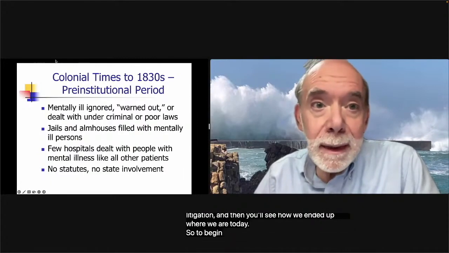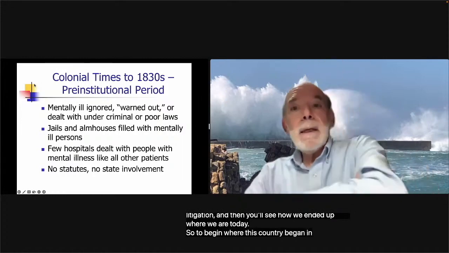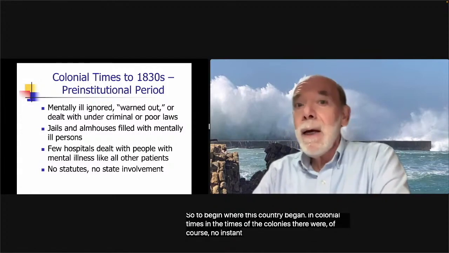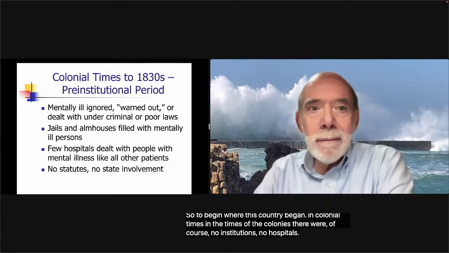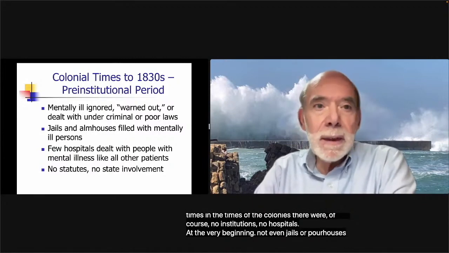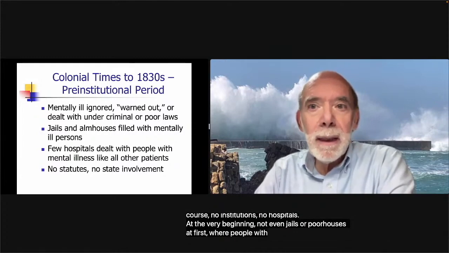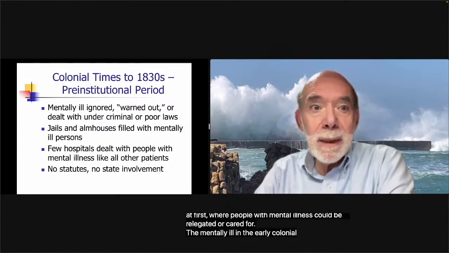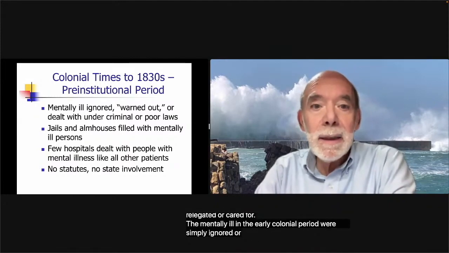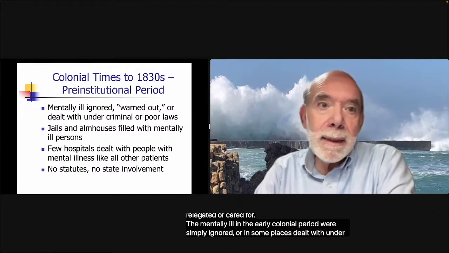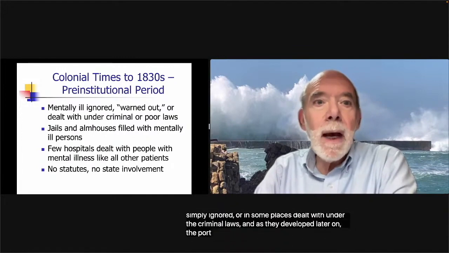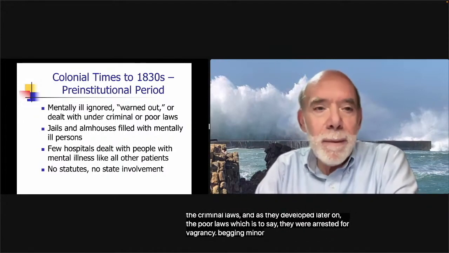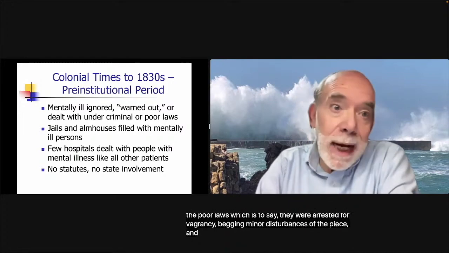So to begin where this country began, in the times of the colonies, there were, of course, no institutions, no hospitals. At the very beginning, not even jails or poorhouses at first. Where people with mental illness could be relegated or cared for. The mentally ill in the early colonial period were simply ignored or in some places dealt with under the criminal laws and, as they developed later on, the poor laws, which is to say they were arrested for vagrancy, begging, minor disturbances of the peace, and jailed for short periods of time.